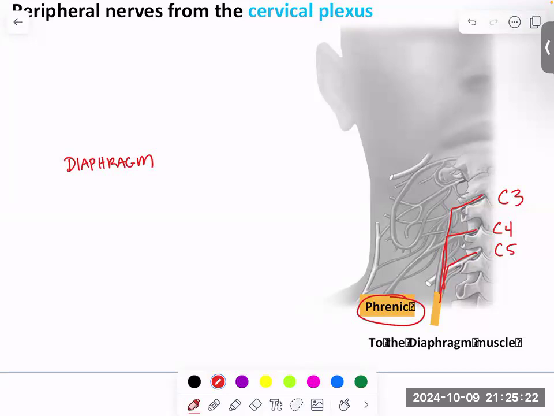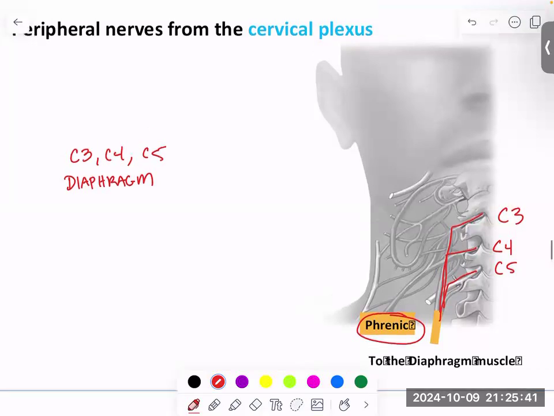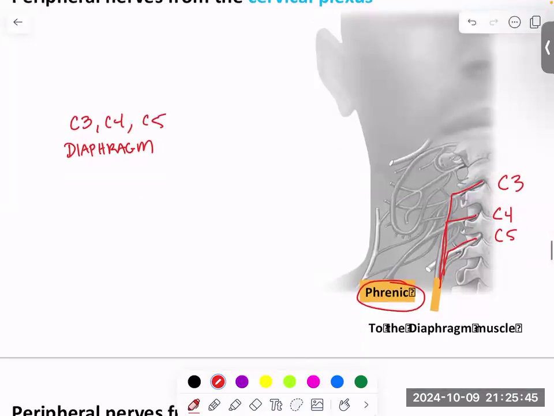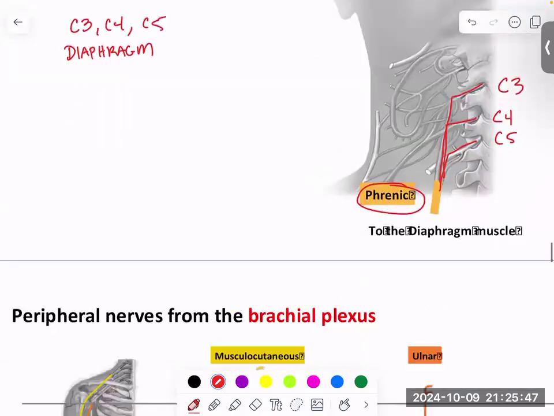The phrenic nerve is responsible for the diaphragm. And as silly as it is, I say C3, C4, C5 to stay alive. That's the only one I got. The rest of them are tough. We have to remember it. Cervical plexus, that's the only one off the cervical plexus, is the phrenic nerve to the diaphragm muscle.